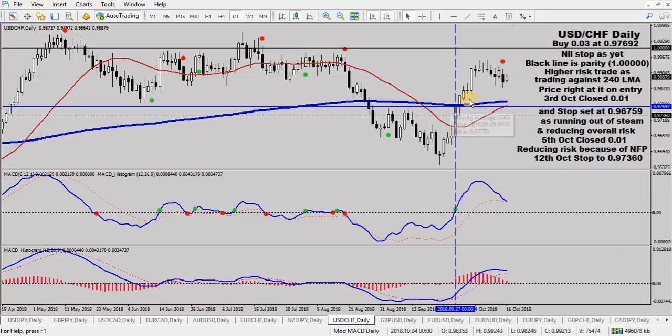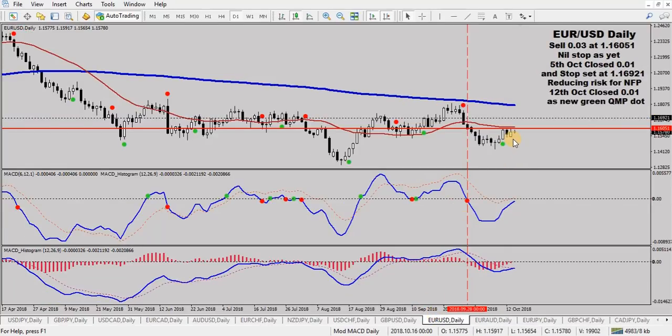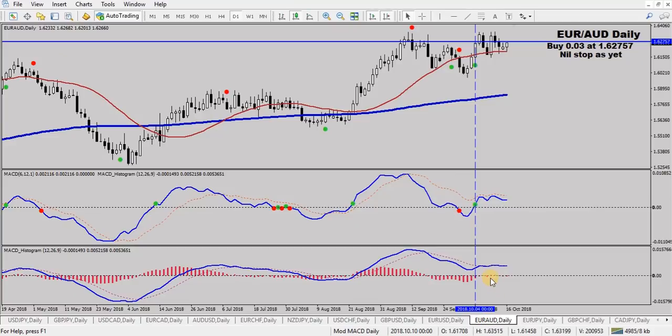USD Swiss franc in a buy, closed 2/3 with the Swiss franc. This black full line up here is parity, 1.00000, 1 for 1. Stop in place. Pound USD in a buy, going sideways. Euro USD in a sell, already closed out 2/3 of it, hadn't gone anywhere, but I'm just reducing my risk. Stop in place. Euro Aussie in a buy back here, again going nowhere.